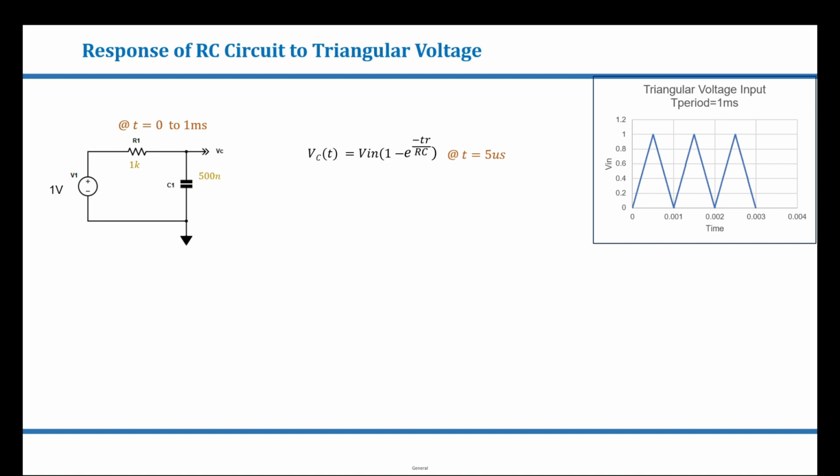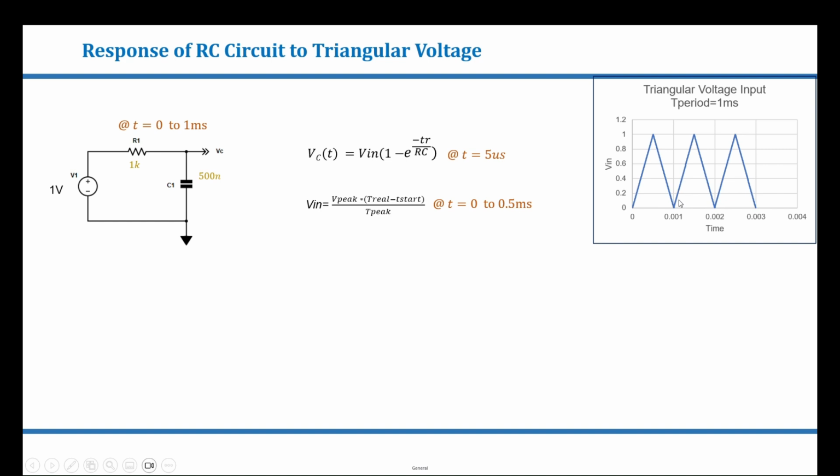TR here is the real time, which will be equal to 5 microseconds. Now V in equal to V peak into T real minus T start by T peak. V peak here will be 1 volt, T real is 5 microseconds, T start will be 0. T peak will be 0.5 milliseconds. This V in equation will hold true for time interval between 0 to 0.5 milliseconds for the first rising slope.